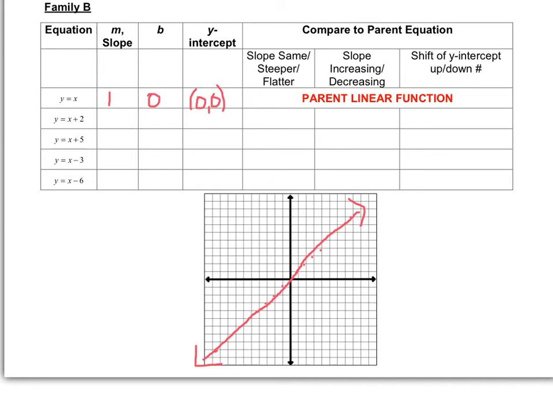So this is our basic y equals x parent function. It's a little crooked, I apologize. Okay, let's go on to the next one.